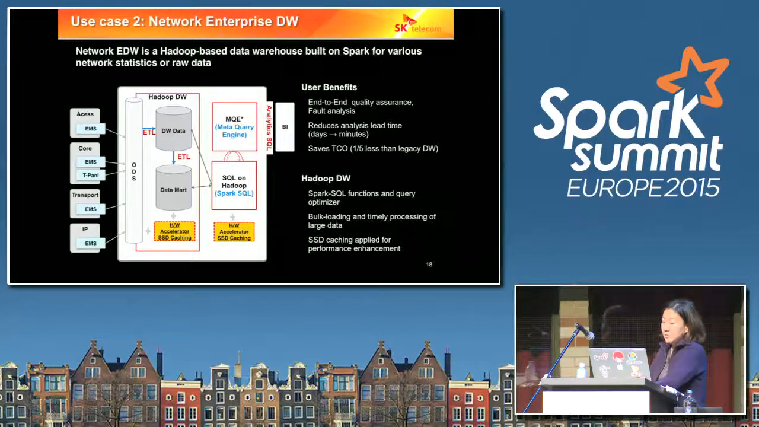Through the network EDW, users can do end-to-end analysis for quality assurance and root cause analysis. Moreover, analysis lead time is reduced from a few days to a few minutes. It can save TCO to 1/5 of the legacy data warehouse. We at SKT optimize Spark SQL functions and queries to build the Hadoop data warehouse with Spark. SSD caching is also applied for performance enhancement, bulk loading, and timely processing of large data.